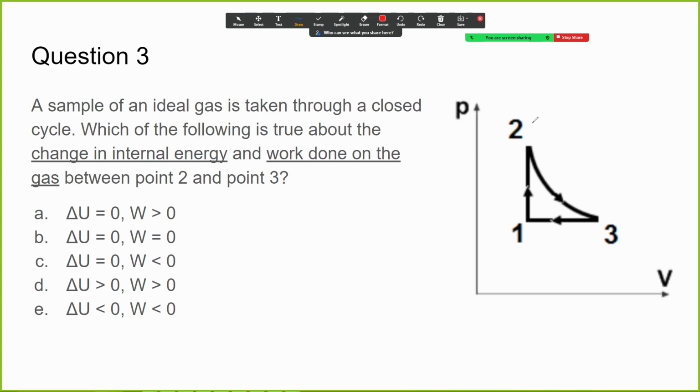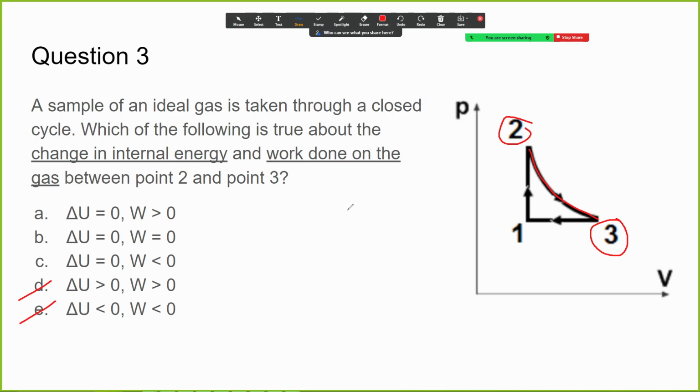So if I look at point 2 and point 3, I can absolutely determine that this is an isotherm because it looks like a 1 over x graph, as opposed to this, which is a very steep 1 over x graph, and that would be an adiabatic process. So if it's isothermal, that means that the change in internal energy is going to be equal to 0. So I can cross out D and E, and then I need to figure out the work.